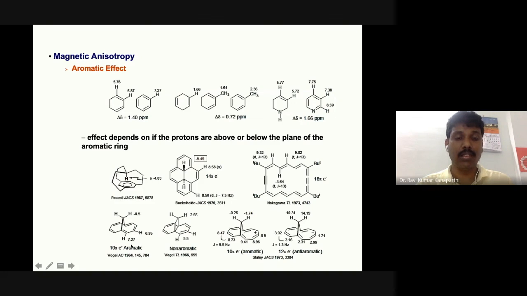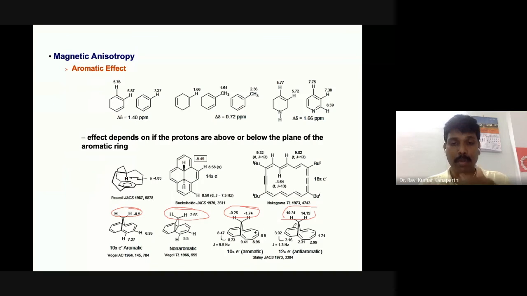And this type of bicyclic compound. On the plane, you can see that the chemical shift values are higher. Whenever you have protons above or below the plane, their chemical shift values are less. You can observe this. So all these protons are above.